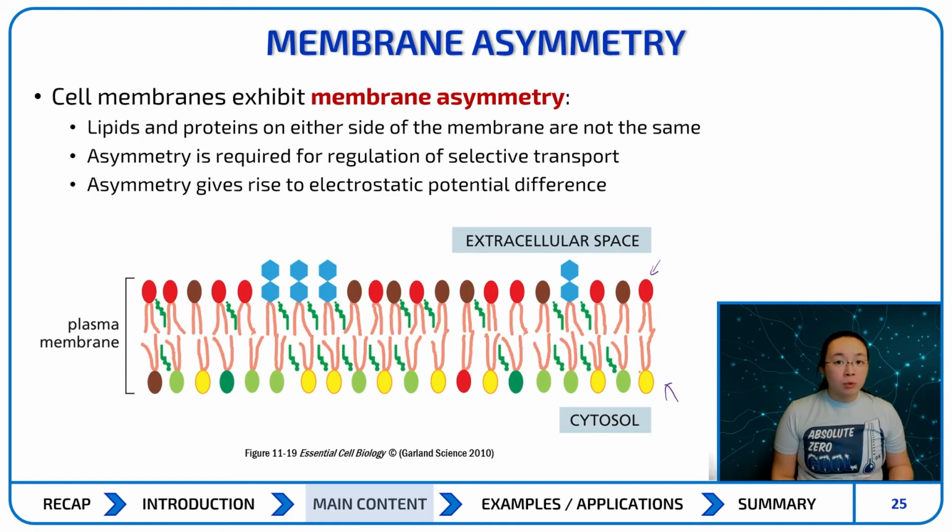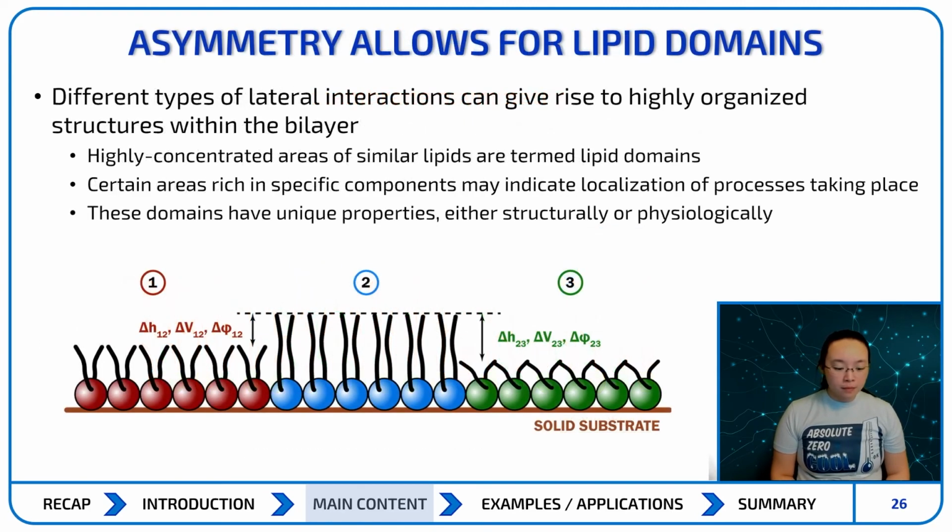And asymmetry is required for two very important things. Number one, the ability to regulate the transport of molecules from one side of the membrane to the other, as well as the fact that you can create an electrostatic potential difference between the two sides of the membrane. So maybe one side has more positive ions and the other side has more negative ions. The other thing about asymmetry is that it allows for lipid domains.